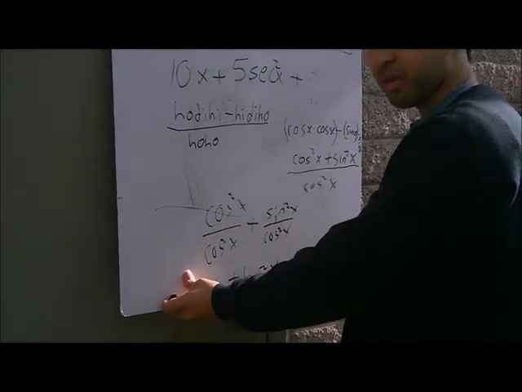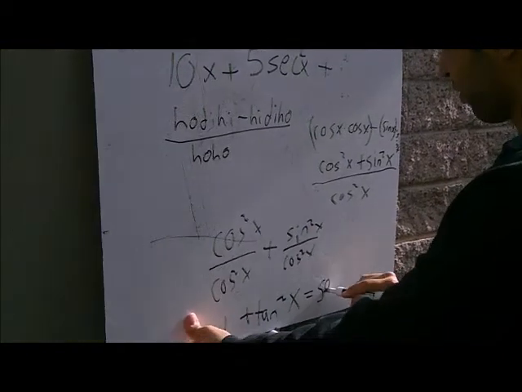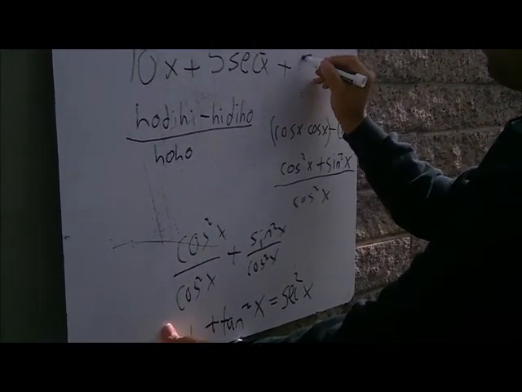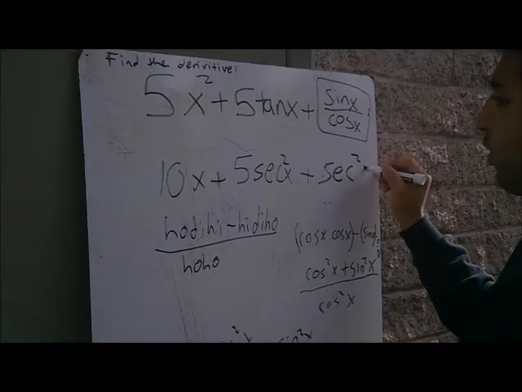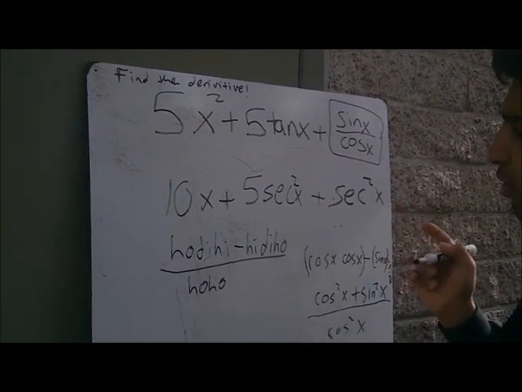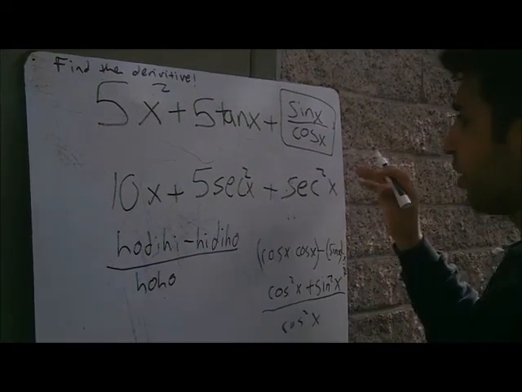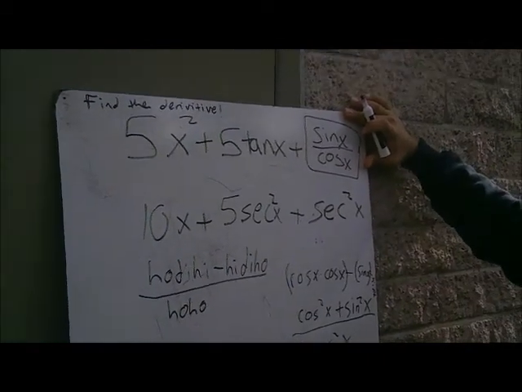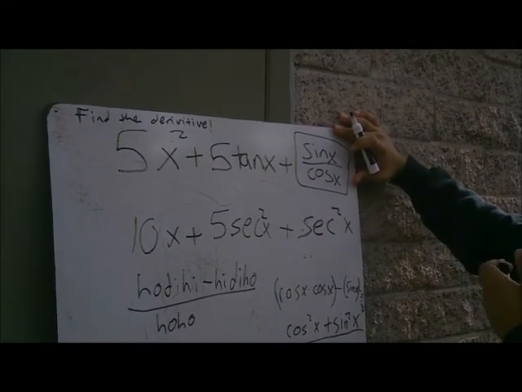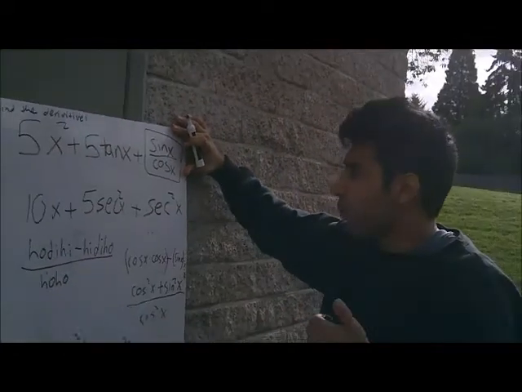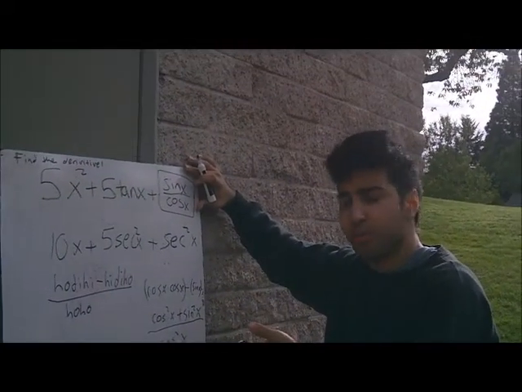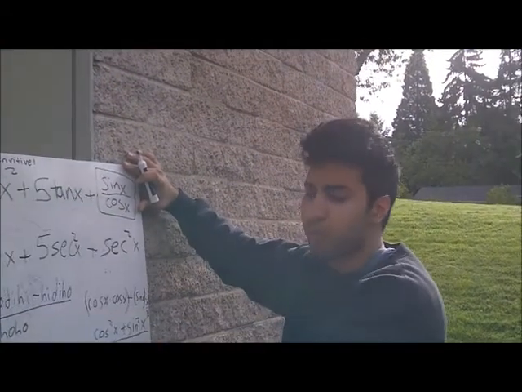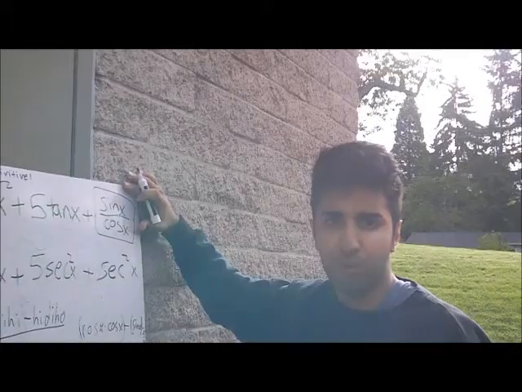1 plus tangent squared x is equal to secant squared x. So the answer is 10x plus 5 secant squared x plus secant squared x. Sine x over cosine x is equal to tangent x, and from calculus, we know the derivative of tangent is secant squared x. But I wanted to show you the reasons behind it, and that's why I showed you the quotient rule.